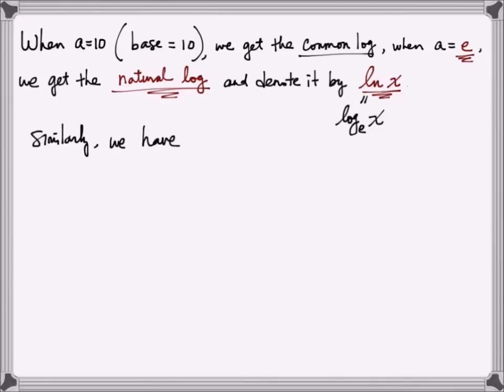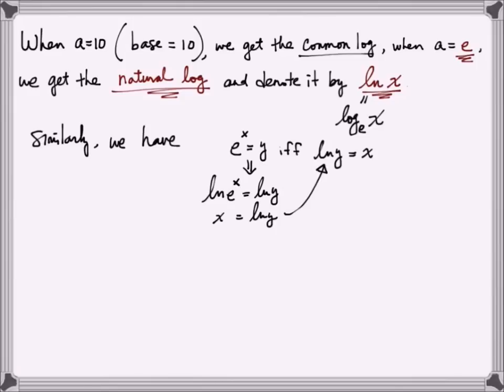Similarly, we have the relationship between exponential and log functions as follows. We say e to the x is equal to y if and only if natural log of y is equal to x. You can kind of see that by applying natural log to both sides of this first equation, we simply get x on the left, and then we get natural log of y on the right, and that is exactly the relationship there. I have also the same set of properties as before.